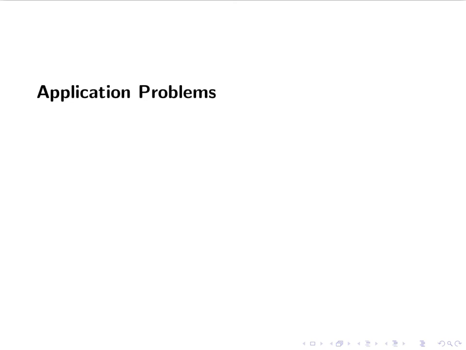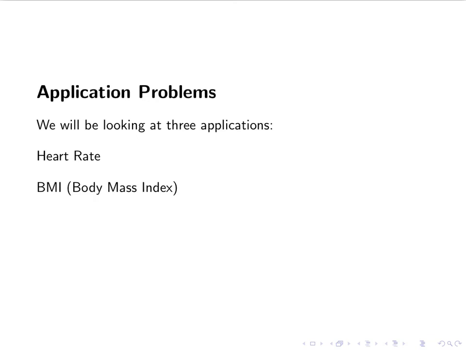Hello everyone. Today we're going to look at some application problems. So we're going to be looking at 3 different applications. The first one is heart rate, or your targeted heart rate during a workout. The next one is BMI, your body mass index. And the third one is ramp calculations.